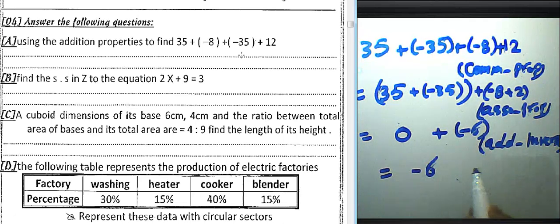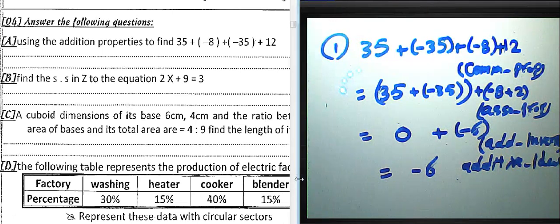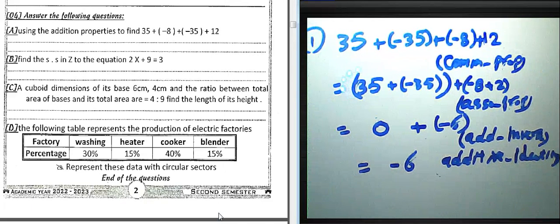We call this property what? Additive identity. Understood this example?